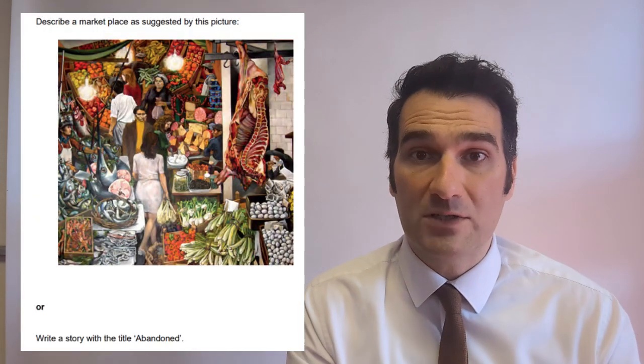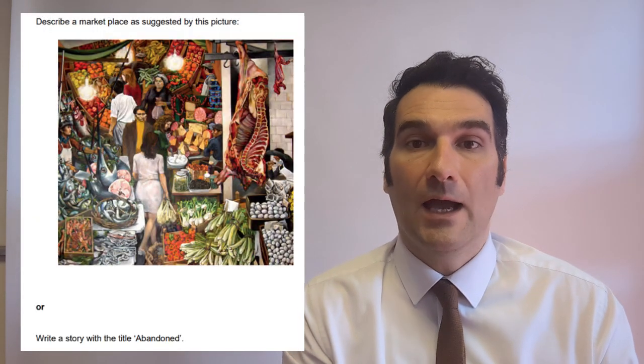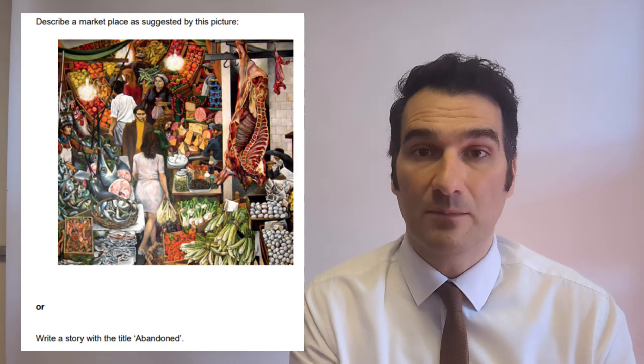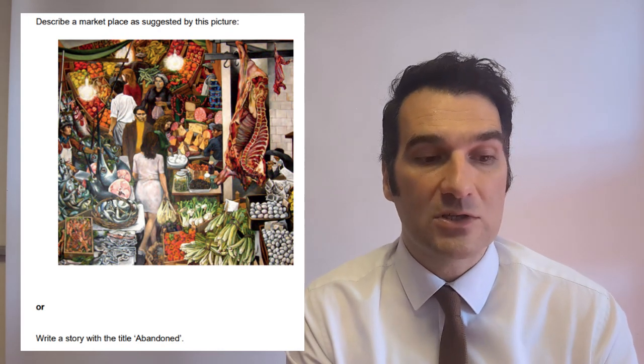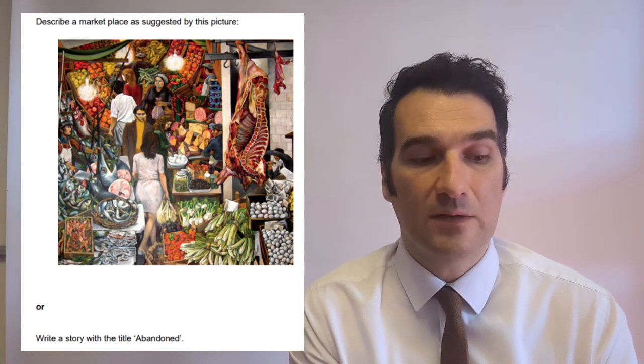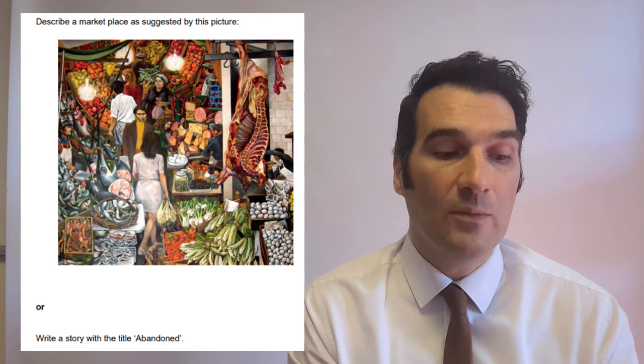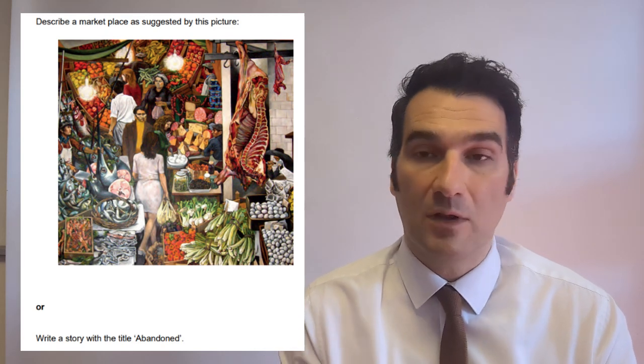Here's an example question from AQA. And we've got 2 different tasks that we can pick between. We can do one of 2 different tasks. First off, there's a picture up at the top, and in this case, the question for the picture is describe a marketplace as suggested by this picture, and there's our picture. Or it says down at the bottom, we could pick write a story with the title abandoned, right?